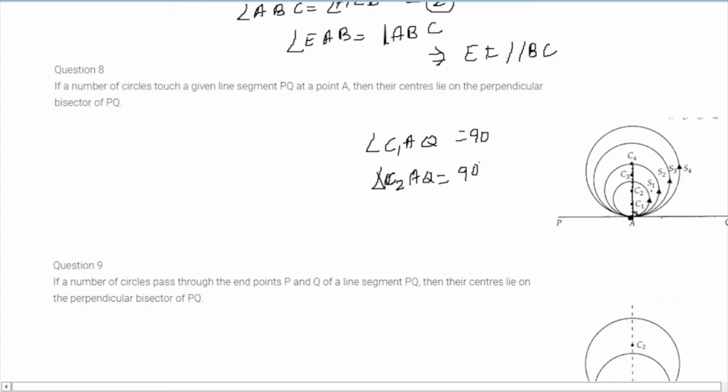Also, we know that if we draw a line from the center of a circle to the tangent, the line is always perpendicular to the tangent line, but it does not bisect the line segment. So it is perpendicular to the line segment PQ, but it does not bisect it. So the statement is false.